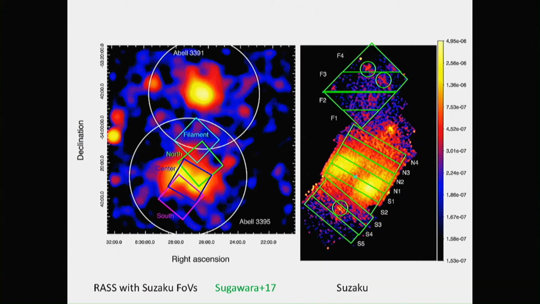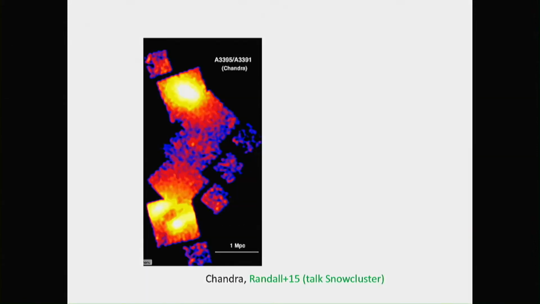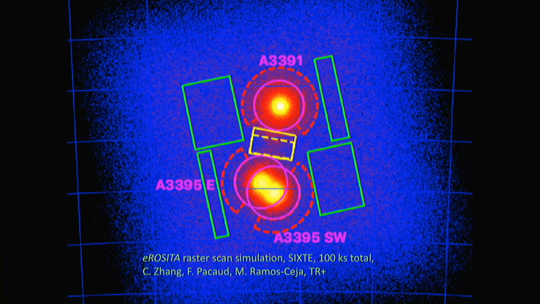Here's a Suzaku observation. The backdrop here is the ROSAT All-Sky observation, and here are the fields of view of Suzaku. And you can see, unfortunately, they are tiny fields of view. And here are the corresponding observations. There are also some Chandra observations that Scott showed at the last cluster meeting, and I grabbed that image from his talk. Again, you can see there is some indication of some emission, and I think that might be identified with some galaxy group or so. But again, it would be much nicer to really have a large field of view.